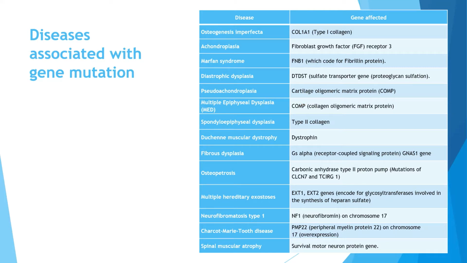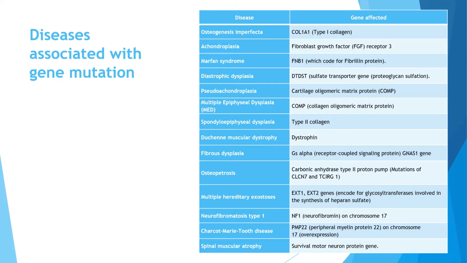Spondyloepiphyseal dysplasia, it's the gene responsible for type 2 collagen. Duchenne muscular dystrophy is the gene responsible for the dystrophin. Remember also Becker's muscular dystrophy is the same gene. The difference between Duchenne and Becker is the amount of affection. If there is more affection, it's Duchenne. If it's less affection, it is Becker, but they are both the same gene.